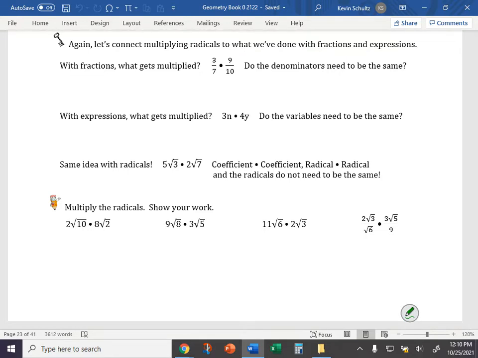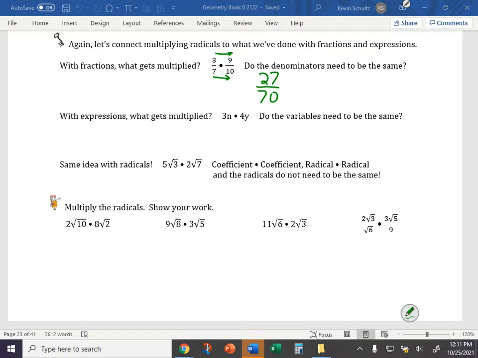Peter, how do you multiply fractions? You multiply the numerator and the denominator. You multiply the 3 and the 9 and the 7. Okay, thank you, Peter. Yes, you multiply going straight across. Do the denominators need to be the same? No. 3 times 9 is 27, remains in the numerator. 7 times 10 is 70, remains in the denominator.